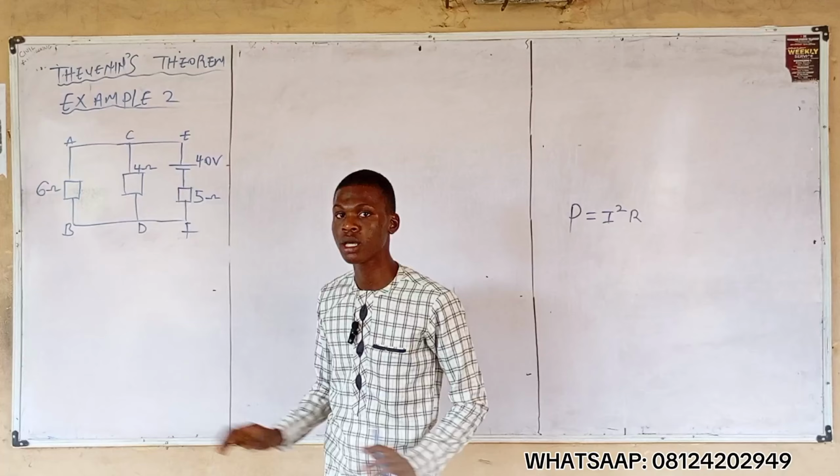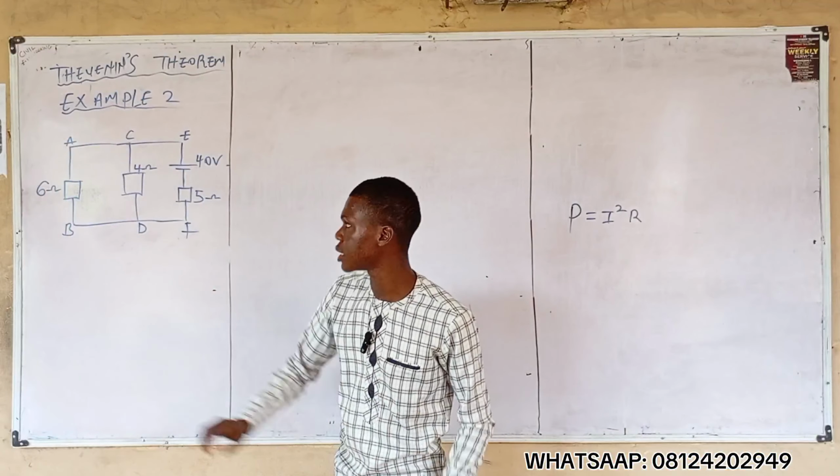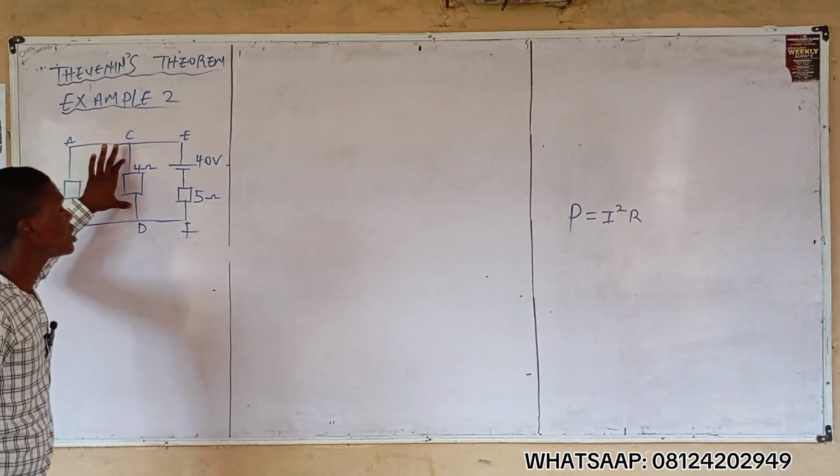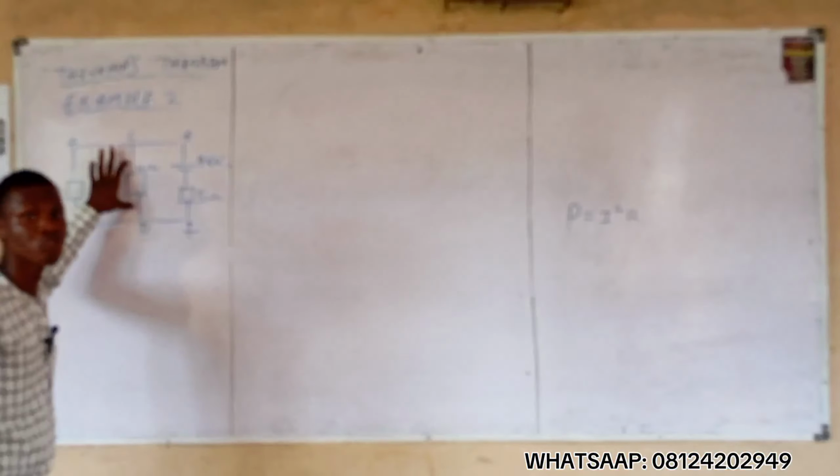When it comes to power, mathematically, power is equal to I squared R, where I is the current and R is the resistor. Meaning for the 4 ohm resistor, indirectly, I need to know the value of the current. The question says to calculate the current in the 6 ohm resistor and the power. To get this power, I need to know the current. In essence, I'm calculating the current of the 6 ohm resistor using Thevenin's theorem, and I'm also calculating the current of the 4 ohm resistor using Thevenin's theorem. So it's just like this question is 2 in 1.